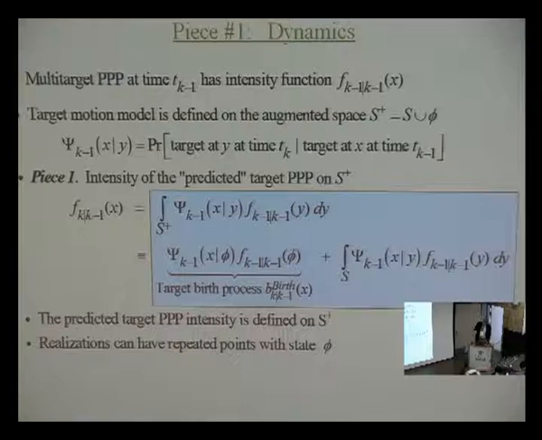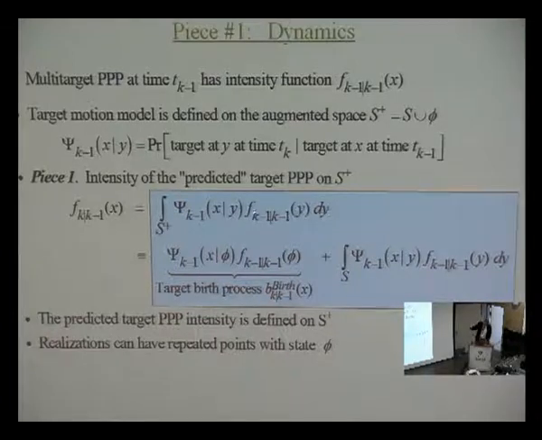So it's the probability that the target was at location x and it goes to location y, whether x is phi or whether it's a location in the state space. And in the usual way of Markovian models, if I know the transition function psi, then I can convolve it with my intensity function f, and that becomes the predicted intensity. It's that simple. It's not any different just because this is a target motion model that has an intensity function in it. So what's the intuition?